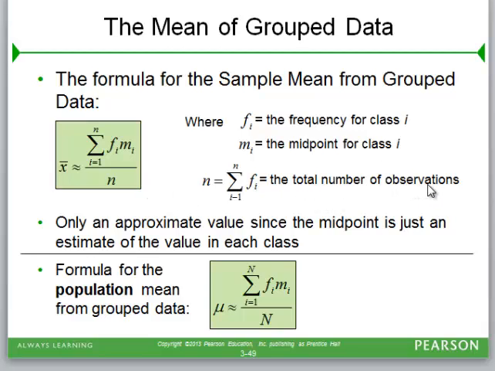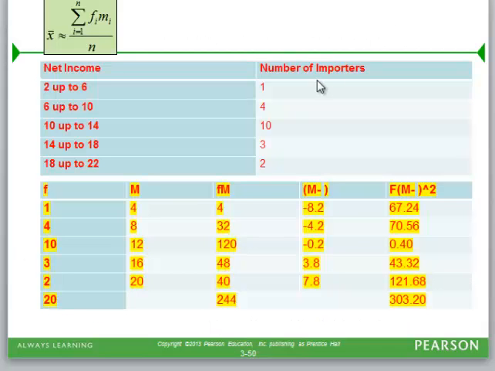And n is the total number of observations. Remember, n is the total number of observations. N is not the number of classes. N is the number of all the data. And the formula for the population mean for grouped data is exactly the same. For example, let's check an example for the mean of grouped data.